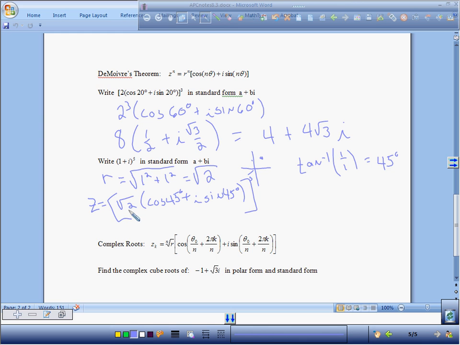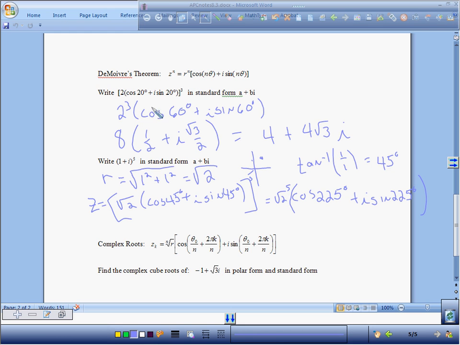Because what do I do with this root of 2? What power do I raise it to? The fifth power. So to the fifth power, this is equal to root of 2 to the fifth power, times the big brackets, cosine of 45 times 5. Anyone know what 45 times 5 is? 225. How do you know that? Oh, because I wrote it as 225.